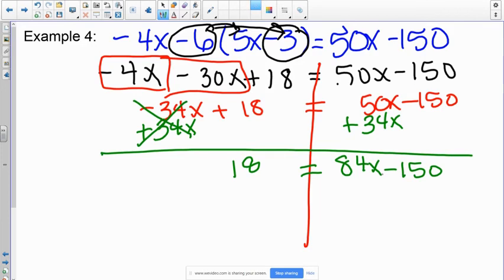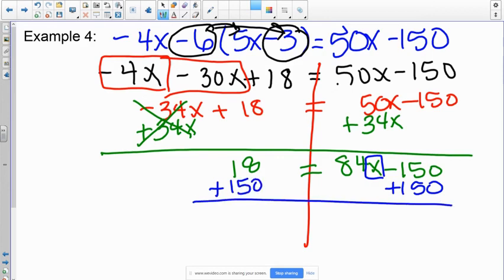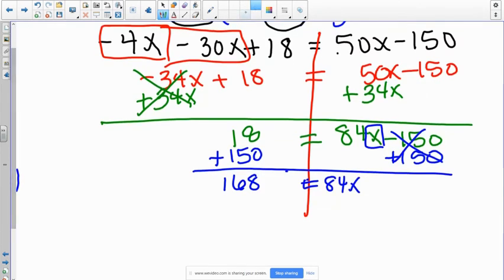And now my goal is to get x by itself. So I see the x. I have to get rid of the negative 150 first, or subtracting 150, which means the inverse is to add 150. So 18 plus 150 is 168, which is equivalent now to, notice those cancel out because they're inverses, 84x. And we're getting closer. We only have one thing left bugging the x. It's at 84, so we're going to divide by 84 because this is multiplication happening between the 84 and the x. So if I divide by 84 on both sides, x is equivalent to 2.